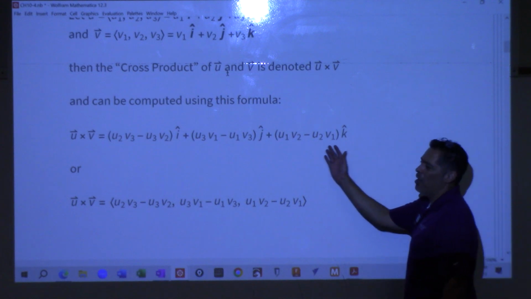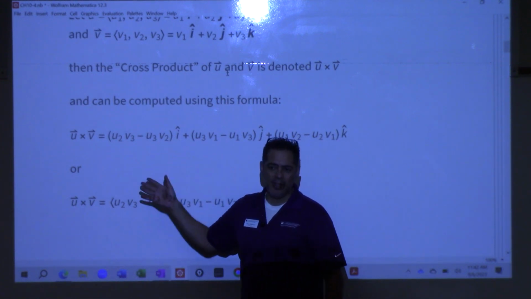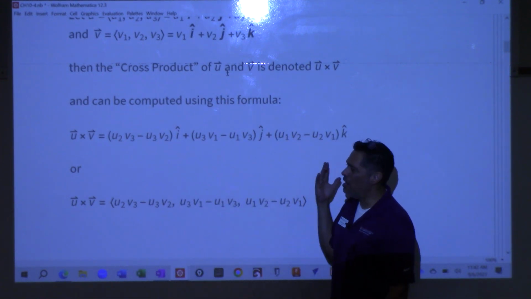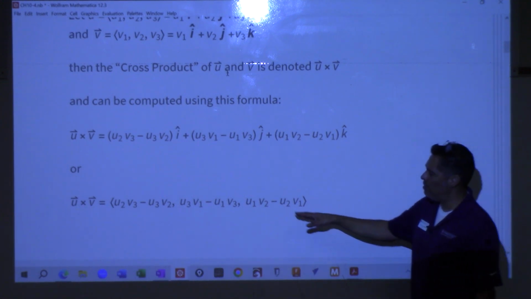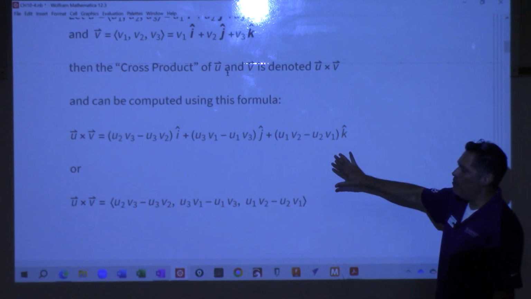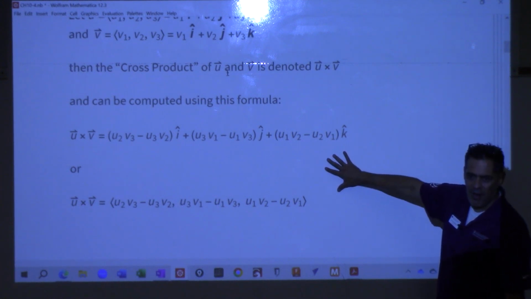So we don't ever memorize this. I don't know anyone that memorizes this, okay? Because it's just ugly. This is the formula for it, though, and there are two different versions. You can look at them. I don't want you to memorize it, I just want you to know this exists.